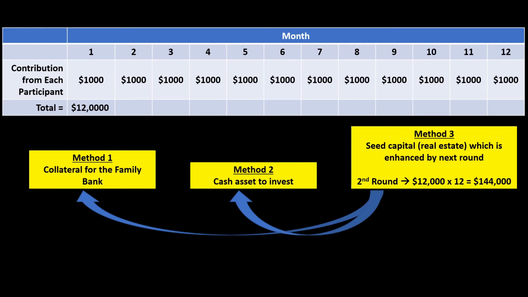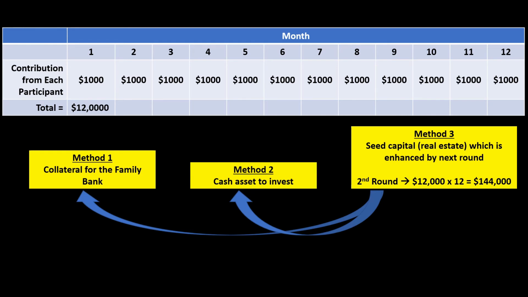So method three is where you take that money and you use it as seed capital, for example, to purchase real estate. However, to make it even more powerful, you not only take this money that you did the first round, so for the first year, you would have saved 12,000 each times 12, which is 144,000. You combine that with another year.